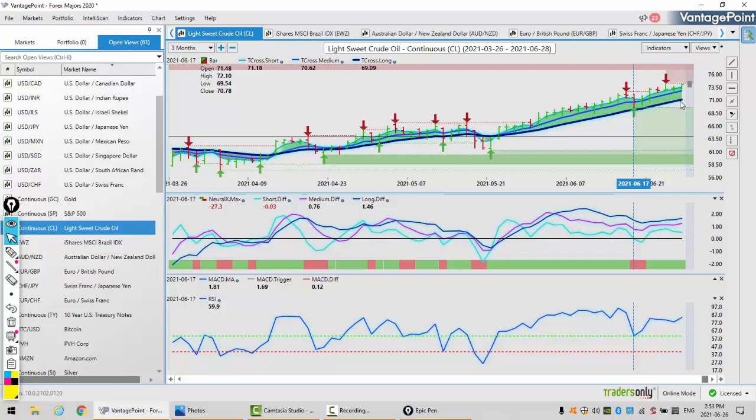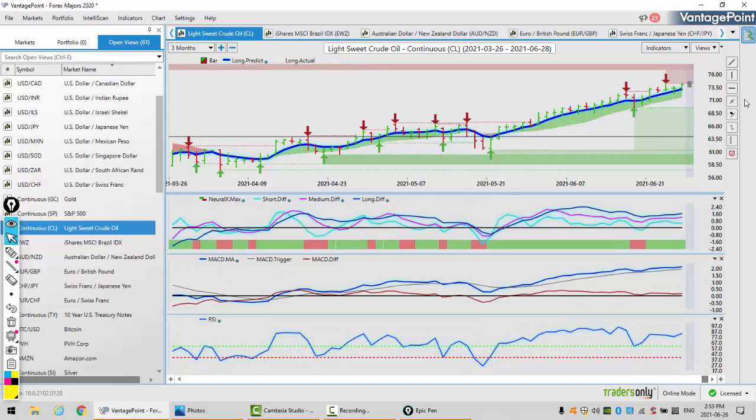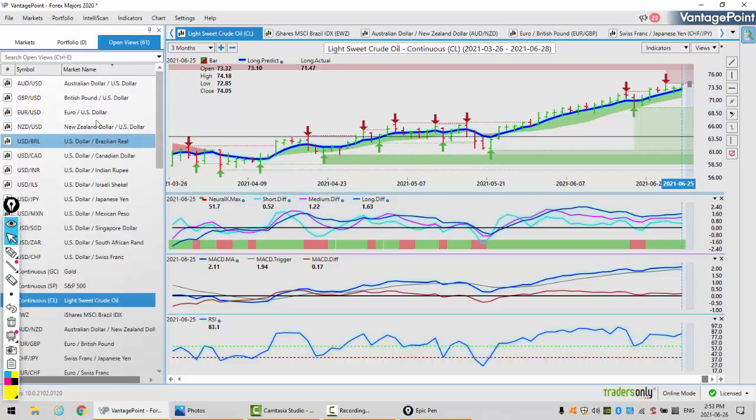But for now, our key VP level is holding. That level is 7109. We're long well above that level. If we click on our F8, you can see how the market is hugging this predicted moving average almost on a daily basis. I actually use this predicted moving average for intraday trading, the lone predicted moving average, and I always make sure that I've got my stops below the T or above the T cross long, depending which way I'm trading it. But again, oil's still looking like it has further upside potential.